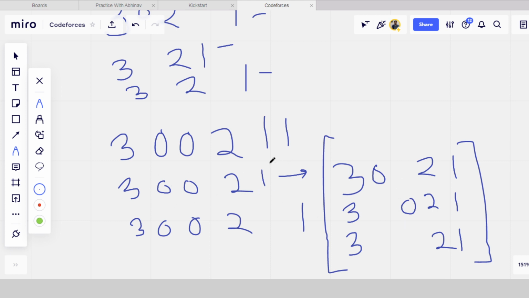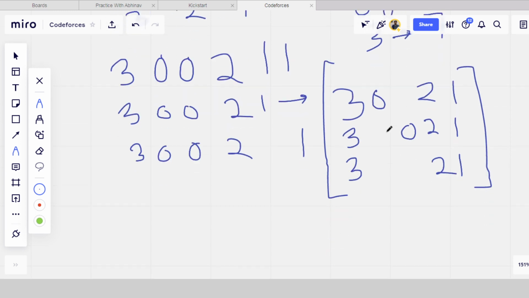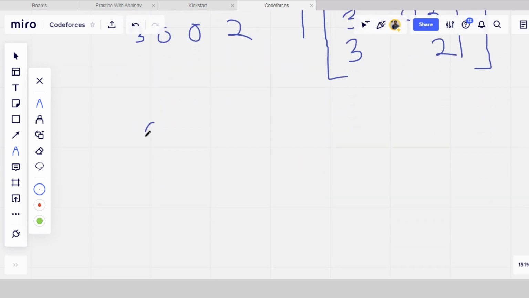Inside it only. So why? If there are two zeros, then there are three possibilities. If there are three zeros, then there will be, I think, 7 possibilities. How? Let's see. For example, there are three zeros other than 1. 1 0 1 0. There are three zeros in the array.